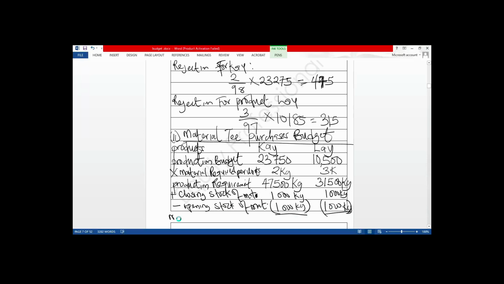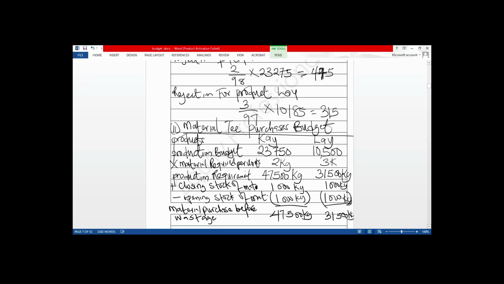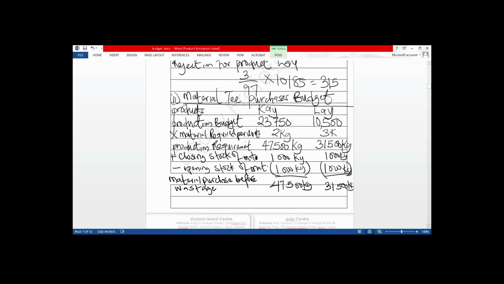material purchase before waste. Before wastage, this will give me 47,500 kg. This will give me 31,500 kg. You can decide to ignore these two. You can also decide to show it. Now you have gotten your material purchase before your wastage. Now add anticipated material waste. Now come here.